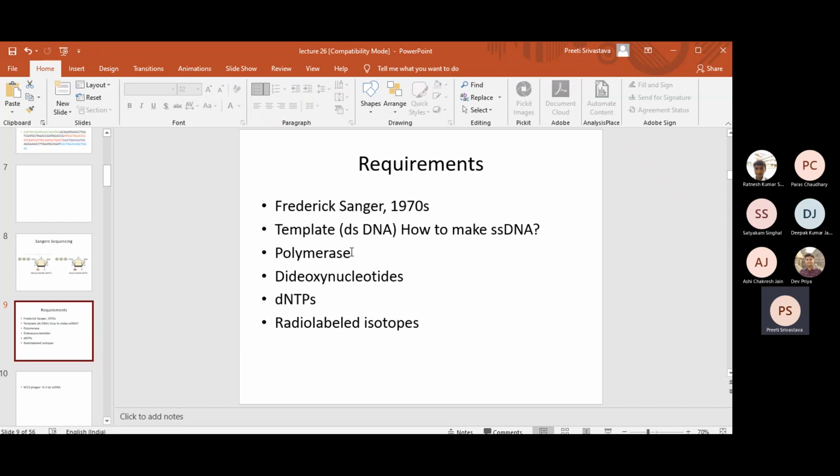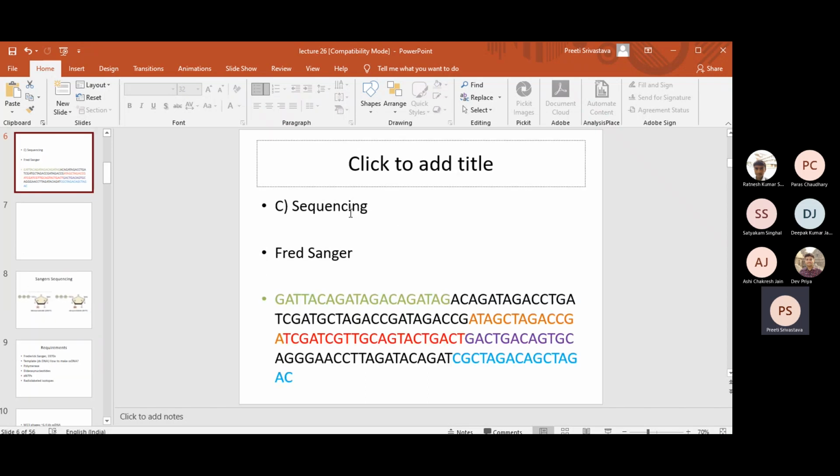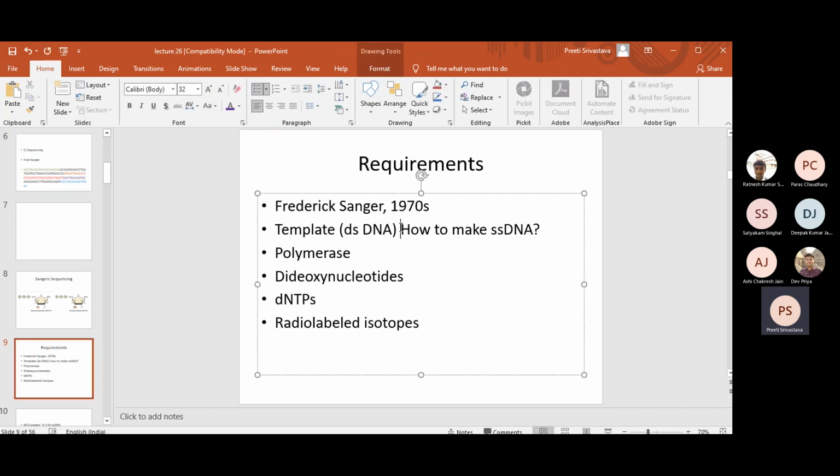In this case, the requirements are, you require a template DNA, for example, a PCR product or whatever that you want to sequence, right? For example, we got amplicons from here, but we would like to determine the sequence. So this template DNA can be a PCR product or it can be a restriction digestion fragment.